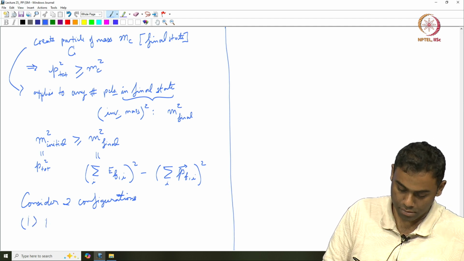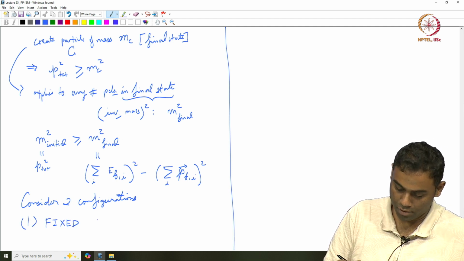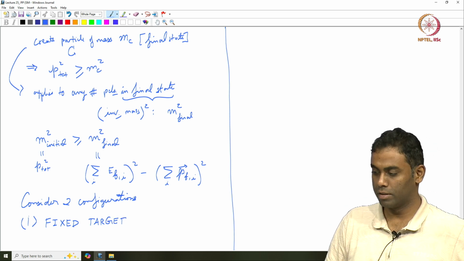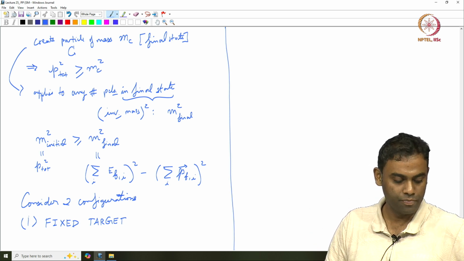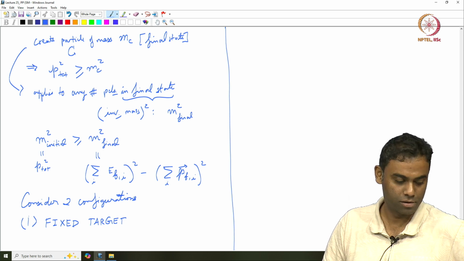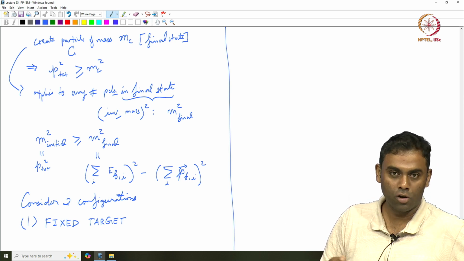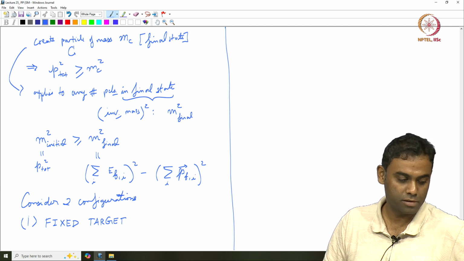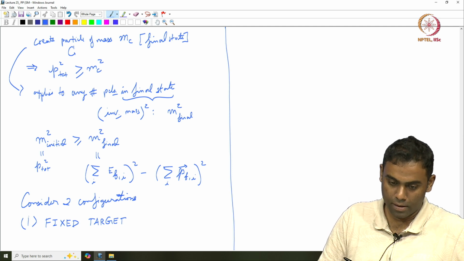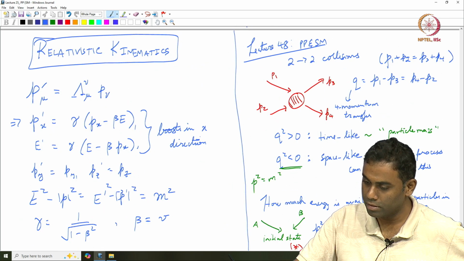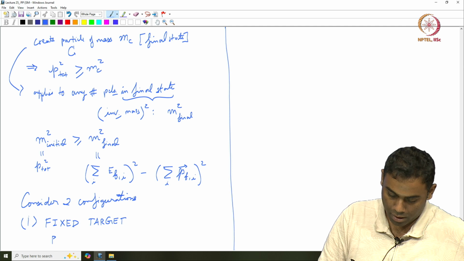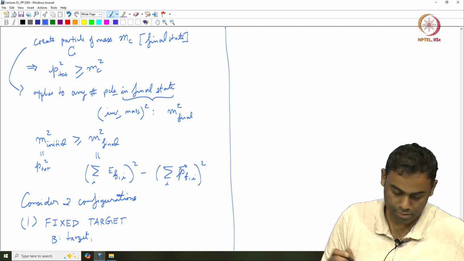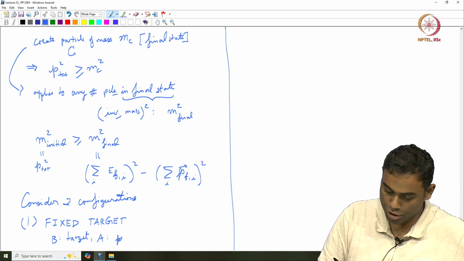First, let us take a simple configuration called fixed target. What would that mean? It just means the target is stationary, sitting somewhere, and then you are throwing some beam at it. As simple as that, you are just throwing rocks at a wall, basically, that is a fixed target experiment. In particular, we had A and B over here. So, I am going to call B the target, A the projectile.